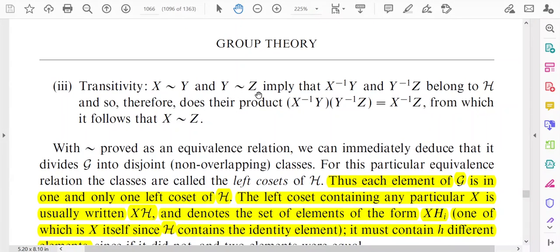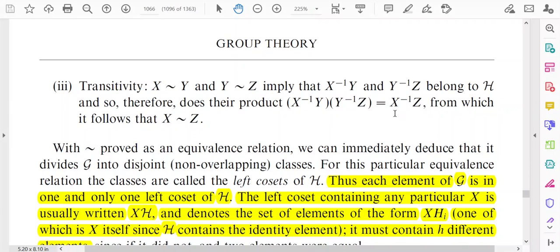When y is equivalent to z, then y inverse z belongs to H. And as they are two group elements of the group H, I mean x inverse y and y inverse z, these two elements are group elements of H. So as per the rules of the group, the product of these two elements will also be contained in H. So let us find the product. x inverse y into y inverse z means x inverse z.